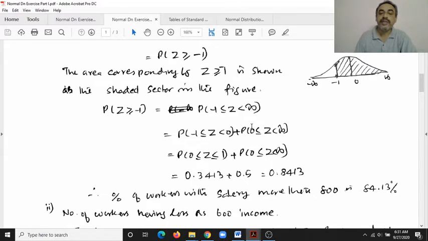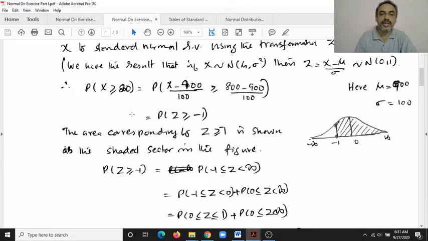Now we can represent the area required in a frequency curve of the standard normal distribution in this diagram. This is the least value and here the greatest value. This is the point minus 1, which is on the left side of 0, and we need the total area from the point minus 1 to infinity. That is, from minus 1 to infinity, the total area occupied under the standard normal curve. So this is what we require. This area represents the probability of z greater than or equal to minus 1, or equivalently the probability of x greater than or equal to 800.